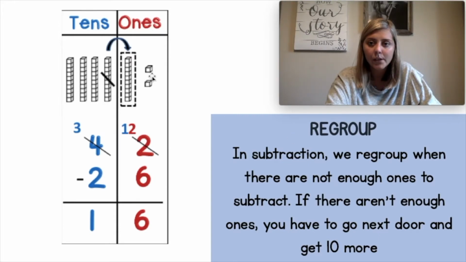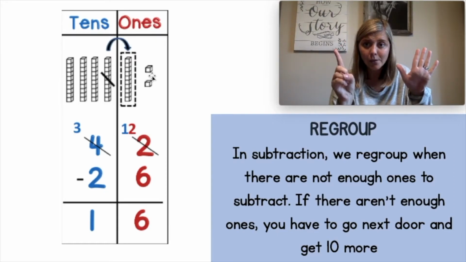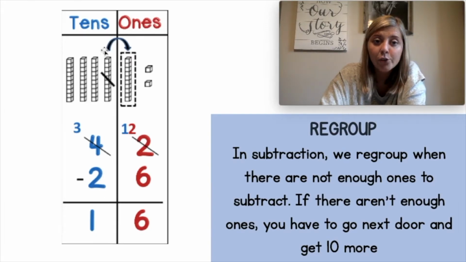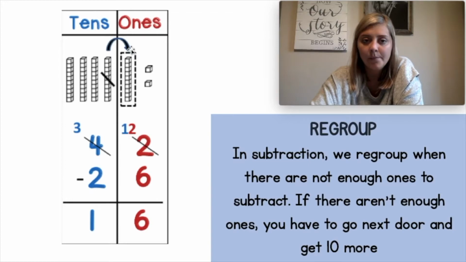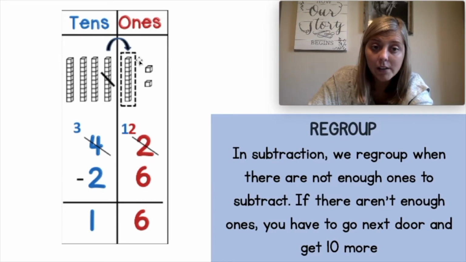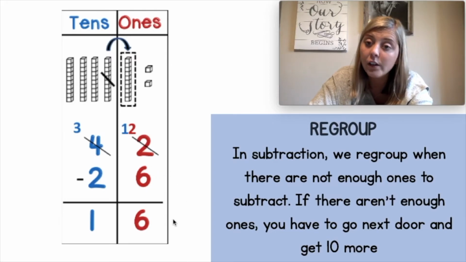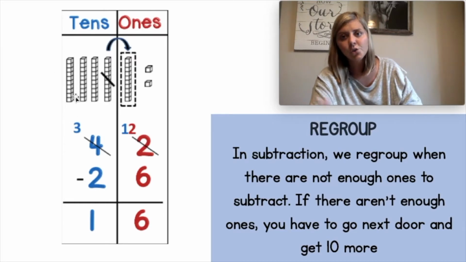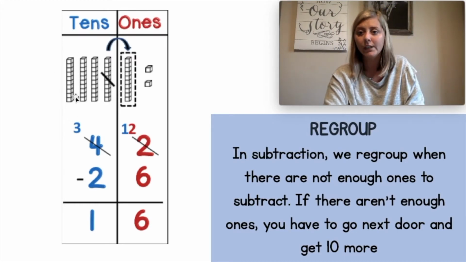And then they went up here and they realized, I only have 2 ones. And if I have 2, I can't take away 6 of them. So they went next door and got 10 more and regrouped that 10 over to the ones place. And they crossed it out here because that 10's no longer with the tens, it's in the ones. Then they were able to take away 6, and after you subtract 12 ones and you take away 6, you're left with 6. And when you subtract 2 more 10s, because this one's already gone, once you take away this 10 and this 10, that would only leave you with 1 10. So your answer would be 42 minus 26.